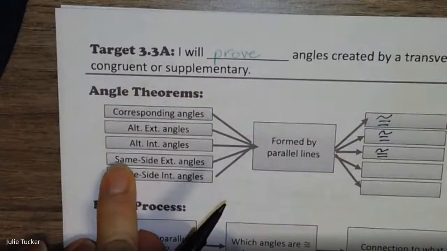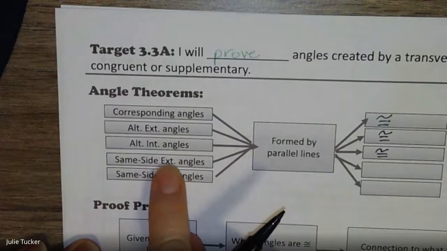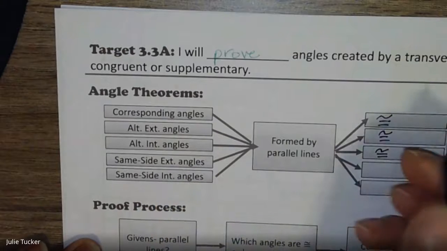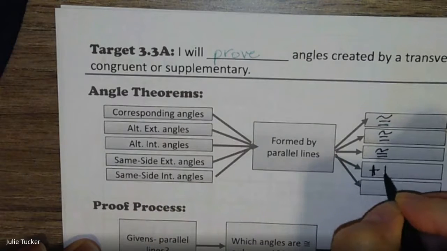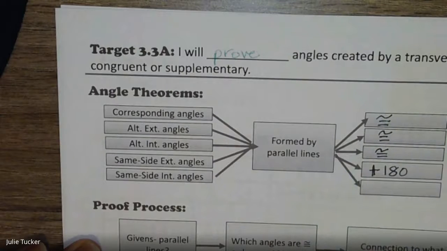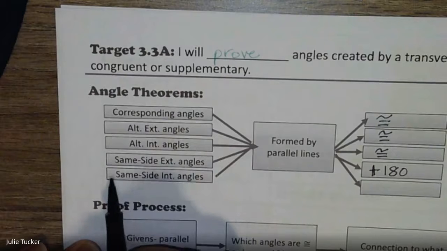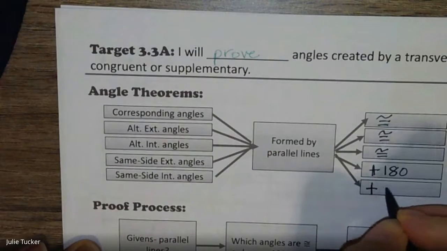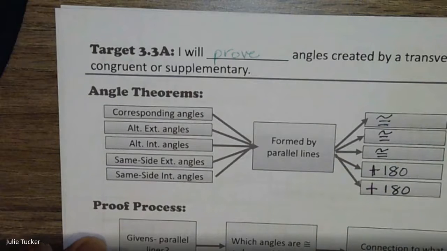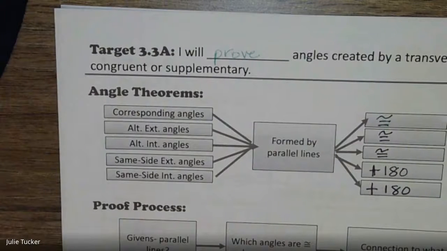Next, it says same side exterior, EXT for exterior angles. Those are supplementary. So I usually write plus sign 180 to show that I know that those add up to 180. And then same side interior, those are also a sum of 180. Okay? So I know you learned all of that last week, and you already took your quiz with me about it earlier this week. So I know that's just review for you.